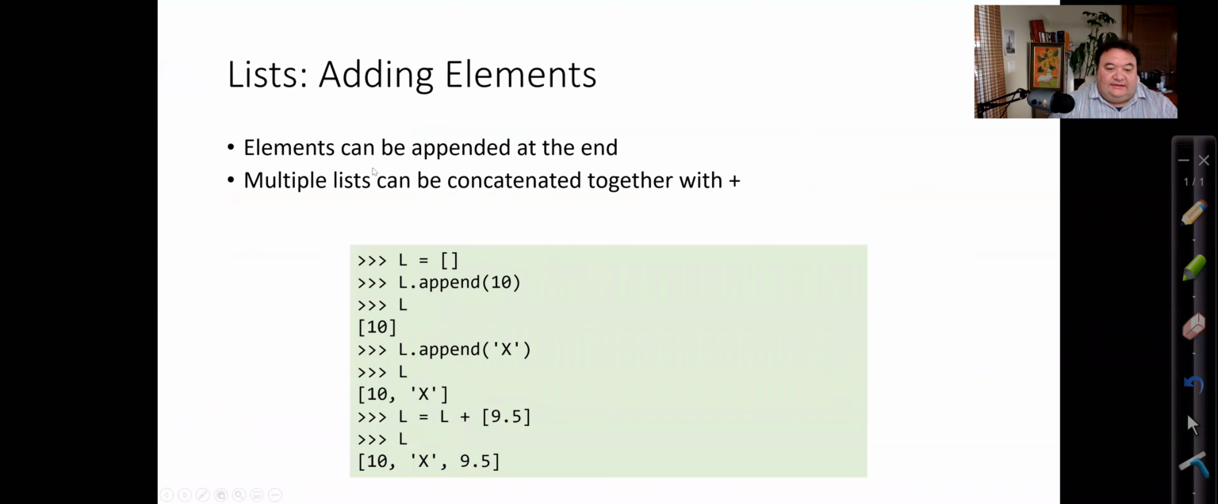So we can look at then how to modify the list. And so we can add elements. If you start from an empty list, here you can append an element at the end. So you have the append function, and then you get the value. You can append the string.